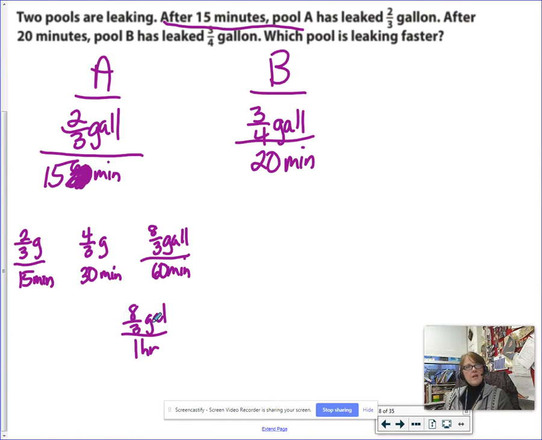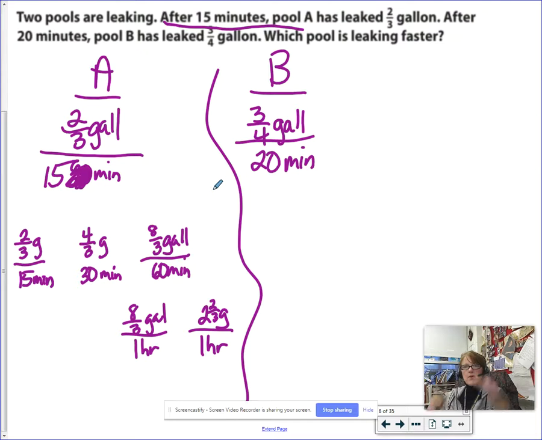Now I've got a unit rate. If you don't like improper fractions, 8/3 is 2 2/3 gallons. You could think of it that way. If you like decimals better, you'd change it to 2.6 repeating. All right, let's see what's happening here.